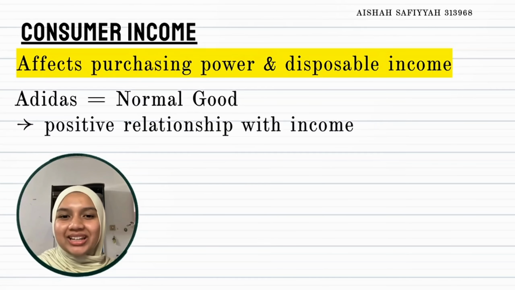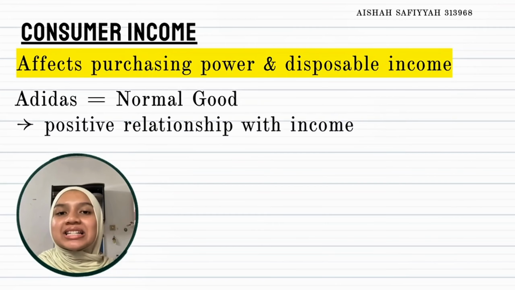Moving on to our second determinant, consumer income. Consumer income determines a person's purchasing power, their ability to spend on goods, especially non-essential ones like branded footwear. Since Adidas is a lifestyle and premium brand, it requires consumers to have sufficient disposable income to afford it.